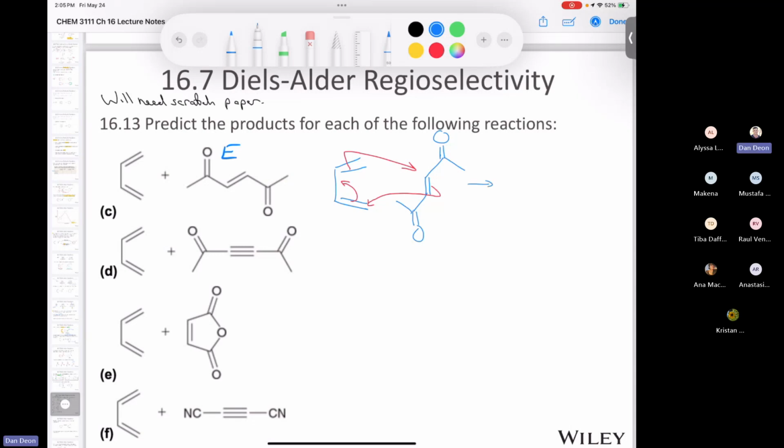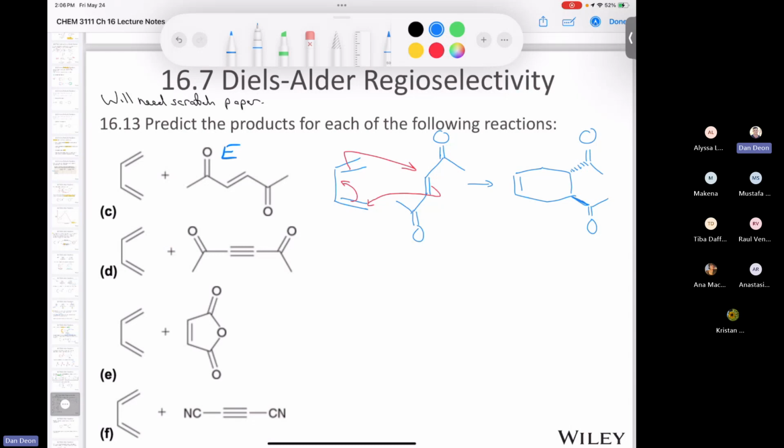So we have our six-membered ring like this. We formed a pi bond here, and we're going to have one of those ketones going down. The other one is going to be coming up like this. So they would be trans to one another like that.